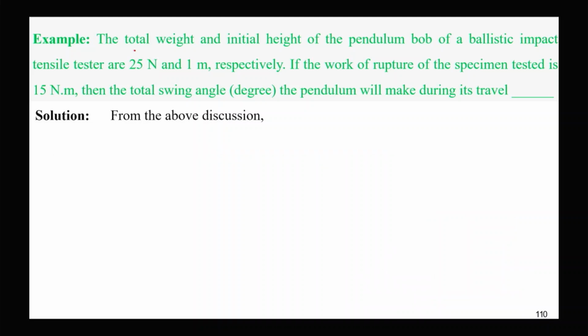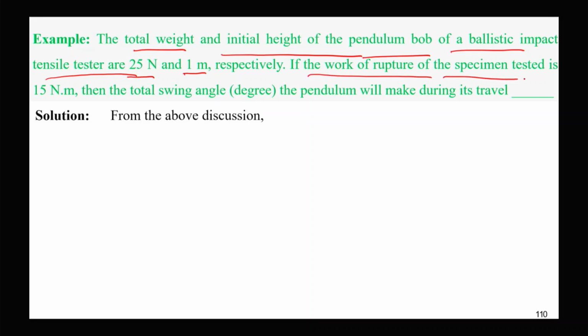Now, the total weight and initial height of the pendulum bob of a ballistic tensile tester are 25 Newton and 1 meter respectively. If the work of rupture of the specimen tested is 15 Newton meter, then the total swing angle of the pendulum during its travel, that we have to calculate, total swing angle.